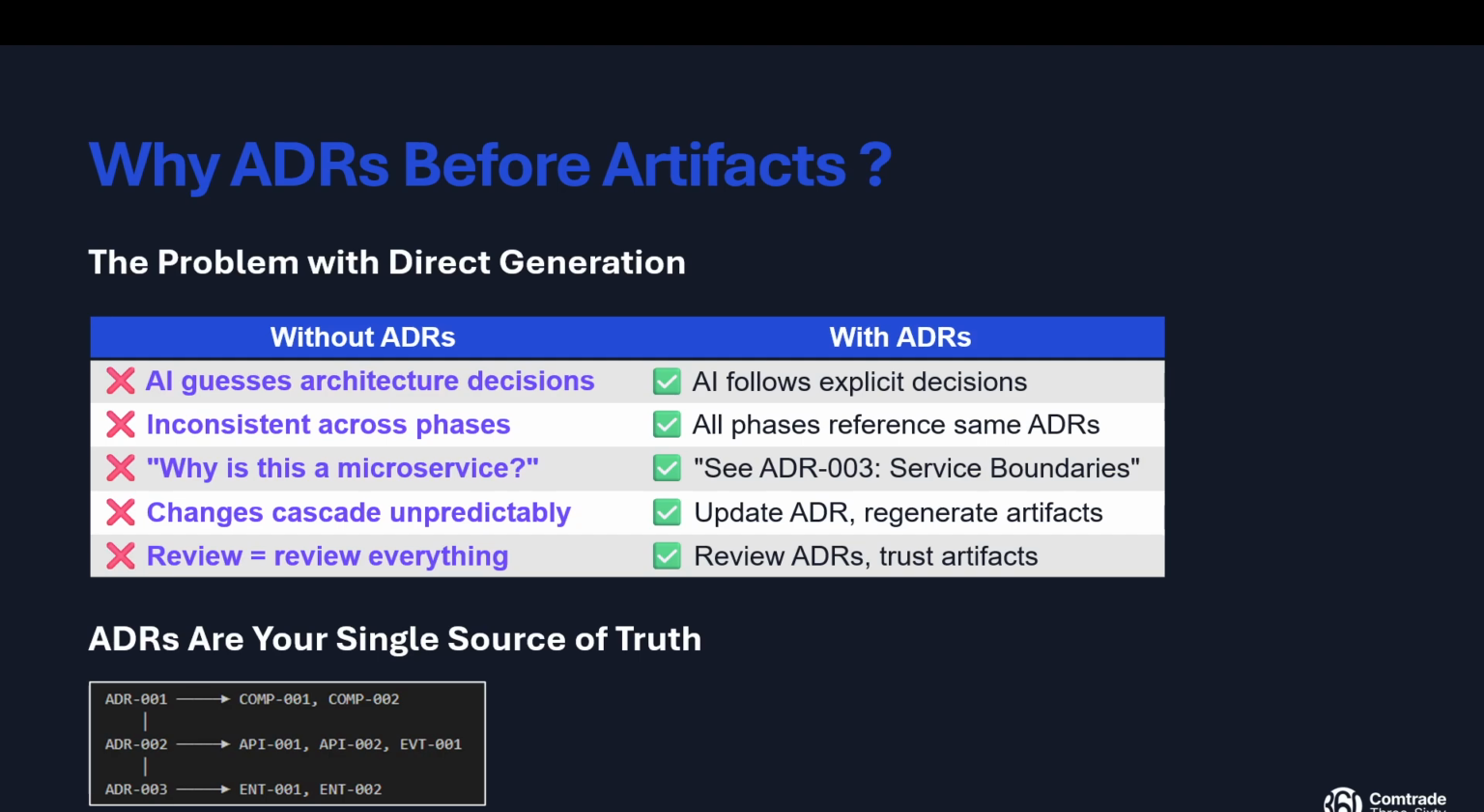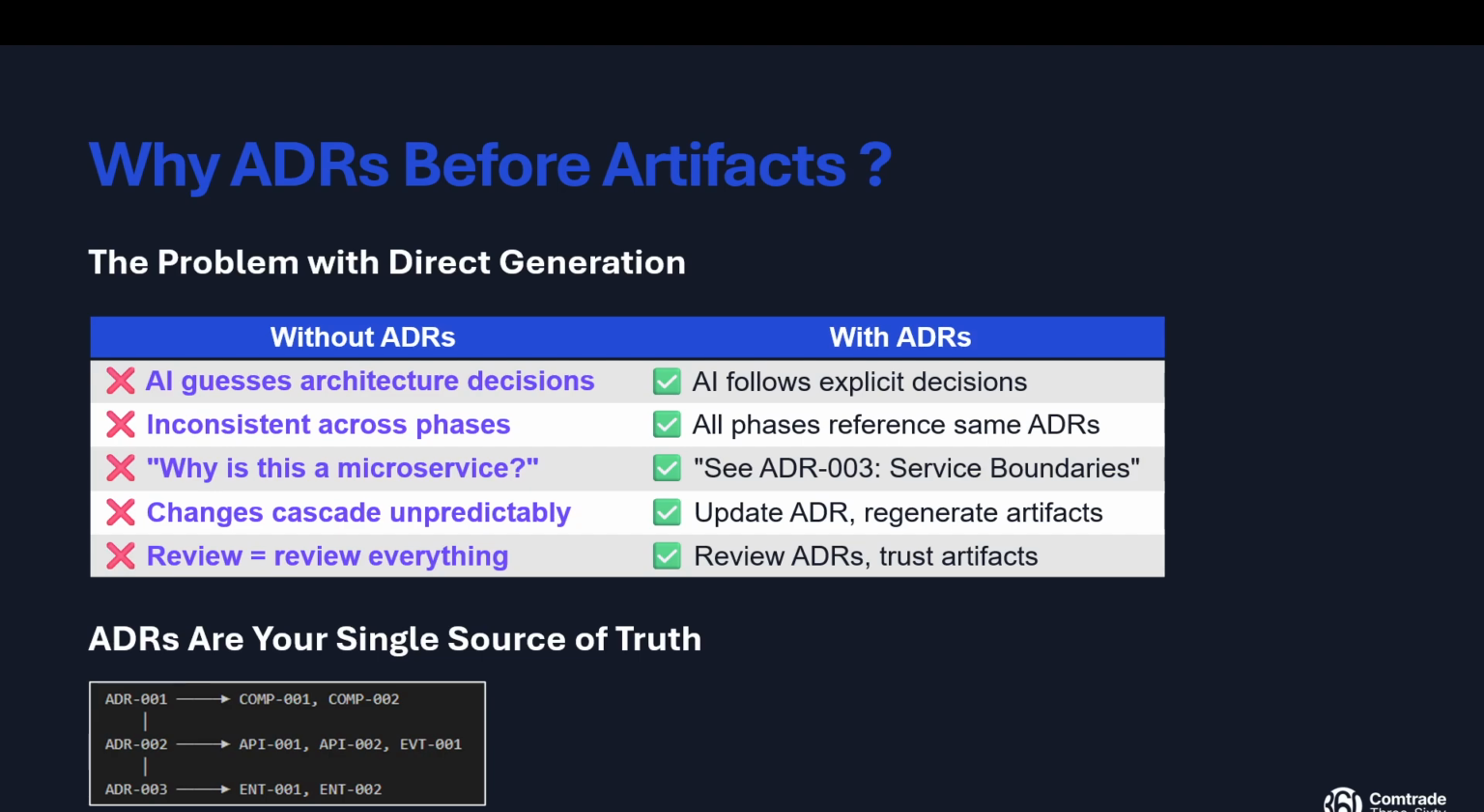And here is a big one. Without the ADRs, reviewing architecture means reviewing everything. Every diagram, every spec, every detail. And with the ADRs, you review the decisions first. Once you trust the decisions, you can have more trust in the artifacts that flow from them. Your review effort is focused where it matters.